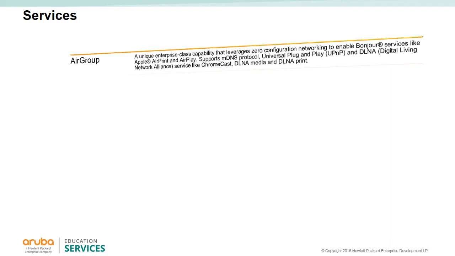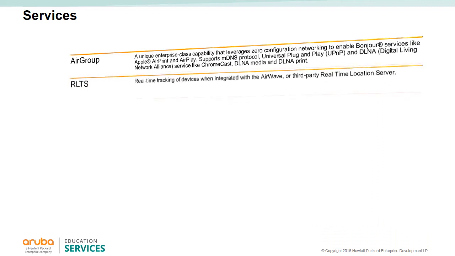Allows or blocks Airgroup services for all users. Allows or blocks Airgroup services based on user roles. Allows or blocks Airgroup services based on VLANs. Matches devices to their closest service, such as printers.